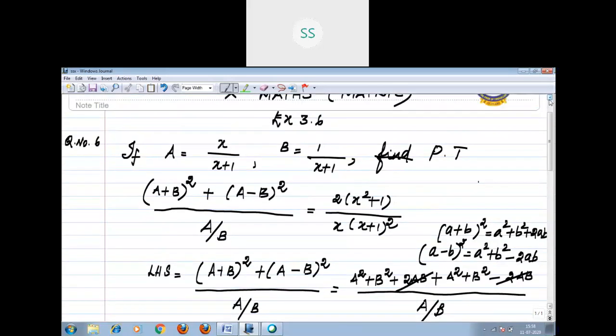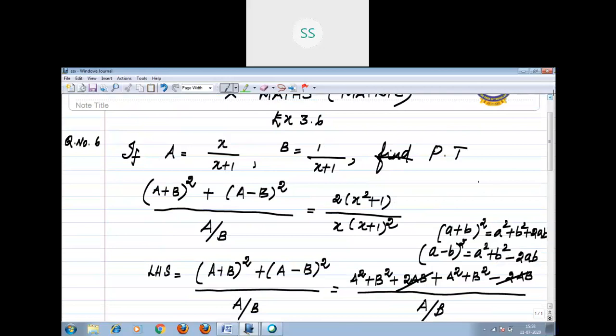(a plus b) the whole square plus (a minus b) the whole square, divided by a by b, equal to 2 into (x square plus 1) divided by x into (x plus 1) the whole square. Now I took LHS. (a plus b) the whole square plus (a minus b) the whole square, divided by a by b. I applied the identity, right? I didn't do anything extra. Now, a square plus b square plus 2ab, the first part. Second part, a square plus b square minus 2ab, divided by a by b.